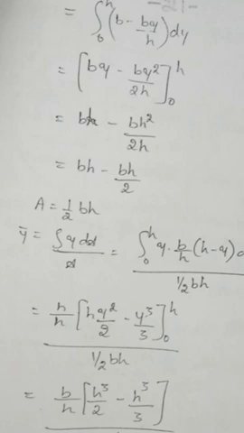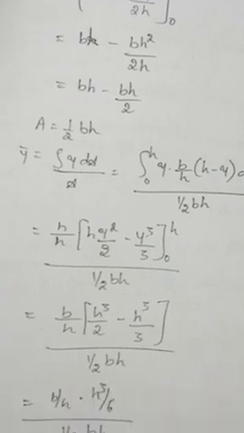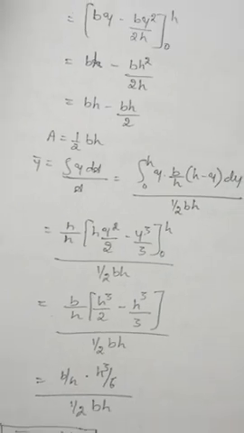Okay, so finally you integrate. Your main aim is to find x bar and y bar. So y bar is the integration of y into dA divided by area. Here y is the distance of the smallest area, the elemental area, and dA is the elemental area. According to the main equation of the centroid, y bar is the integral of y dA divided by area.